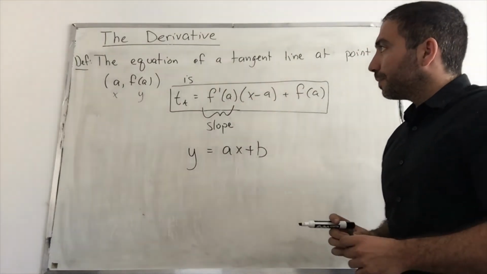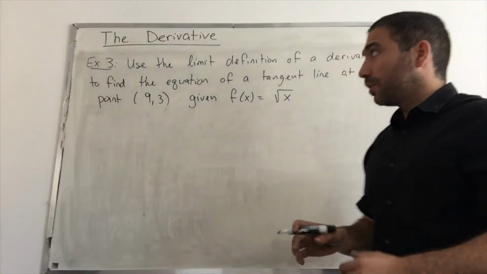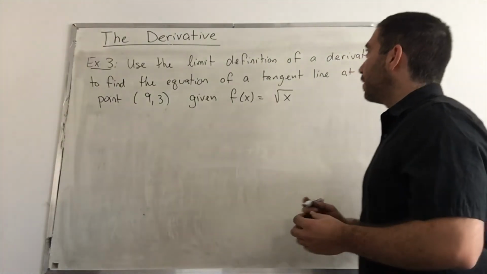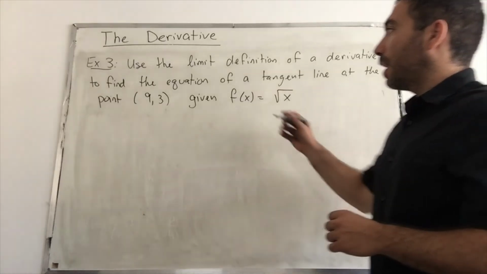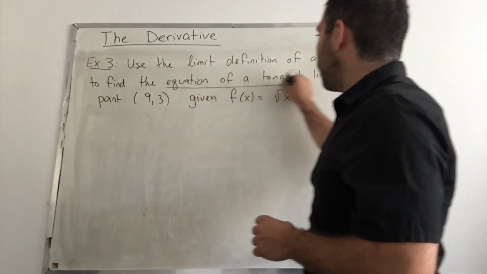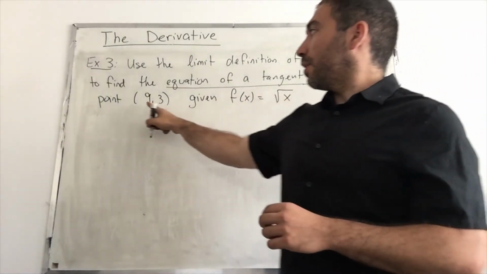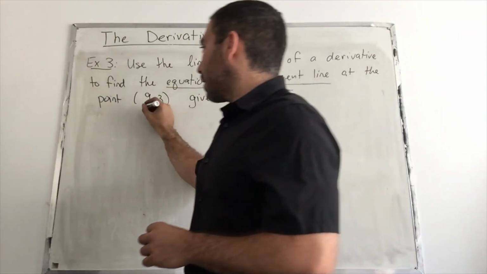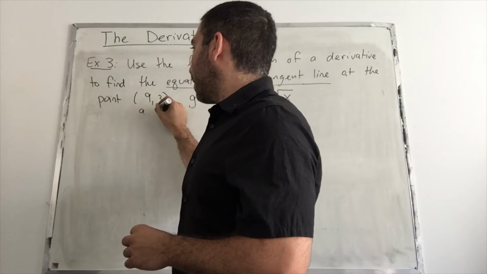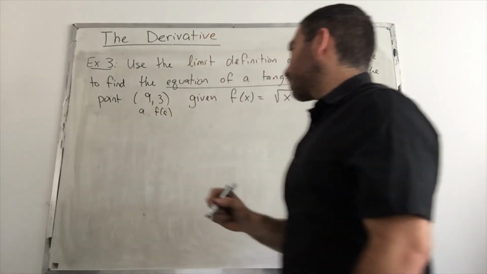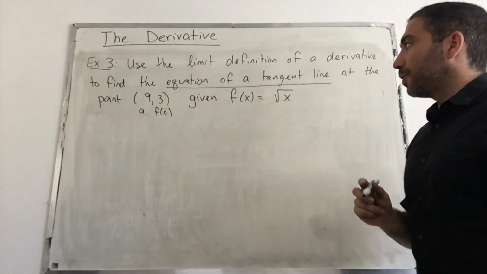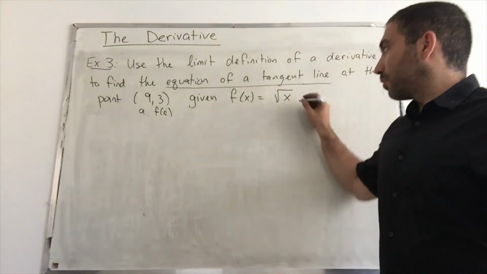Okay, so let's take a look at an example. In this example, it says to use the limit definition of a derivative to find the equation of a tangent line. So not the slope of the tangent line, the equation of a tangent line, at the point 9 and 3, so we could think of this as a and f of a. And they give us the function f of x equals the square root of x. So let's go ahead and do that.